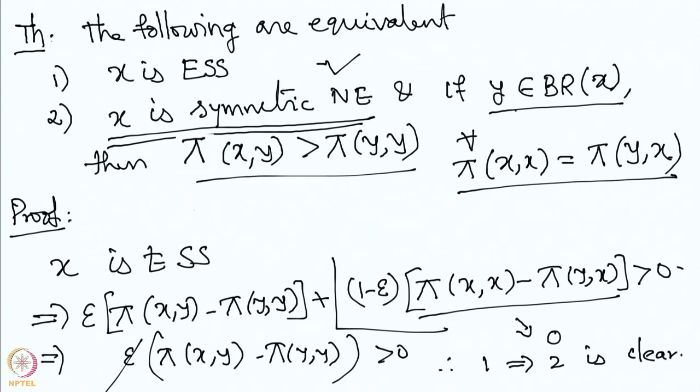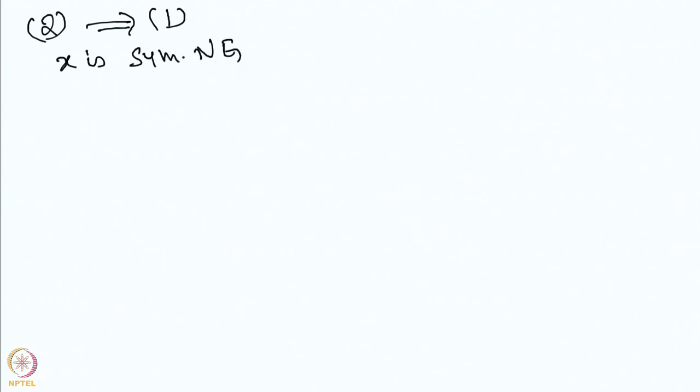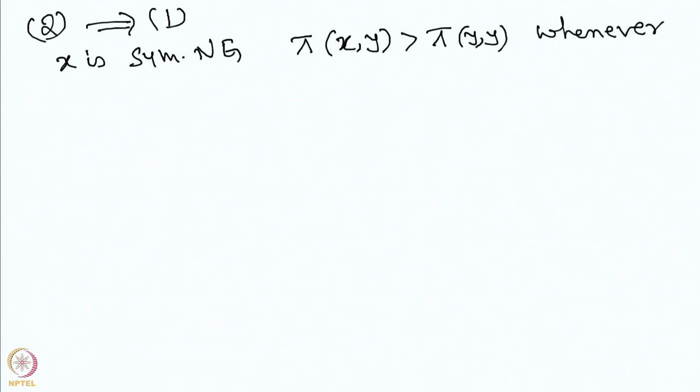Okay. Now what is required is to prove the other way. So now we will prove the other way, 2 implies 1. So what are the conditions that we have? X is a symmetric Nash equilibrium. Then we have pi xy is strictly bigger than pi yy whenever pi x comma x is the same as pi y comma x. Okay. So now let us try to prove this.